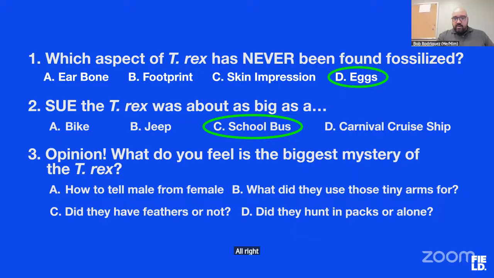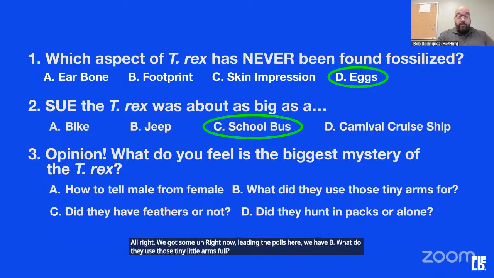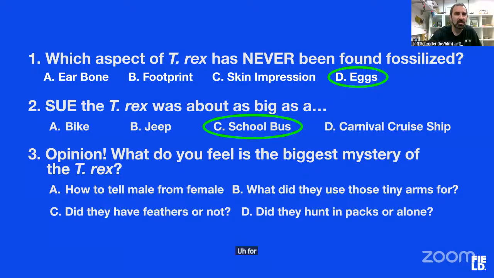We have some right now leading the polls here. We have B. What do they use those tiny little arms for? Yes, that is one of those enduring mysteries of the T-Rex. So the arms we're going to talk about a little bit later, so I'm not quite going to reveal it all now, but it is a mystery.